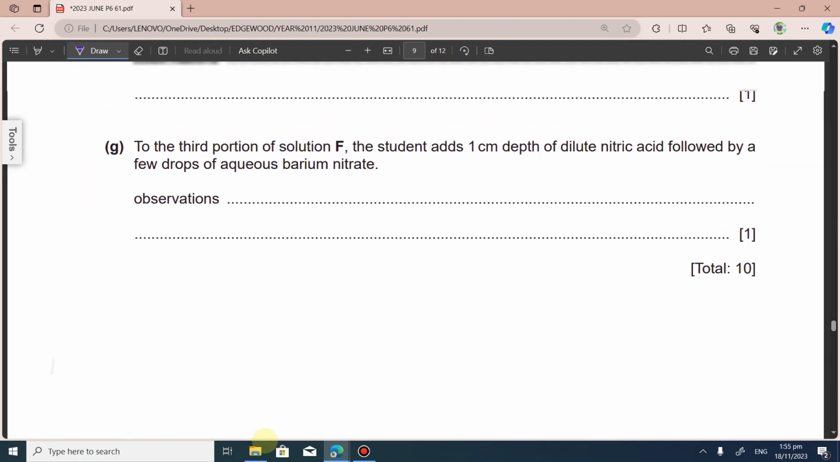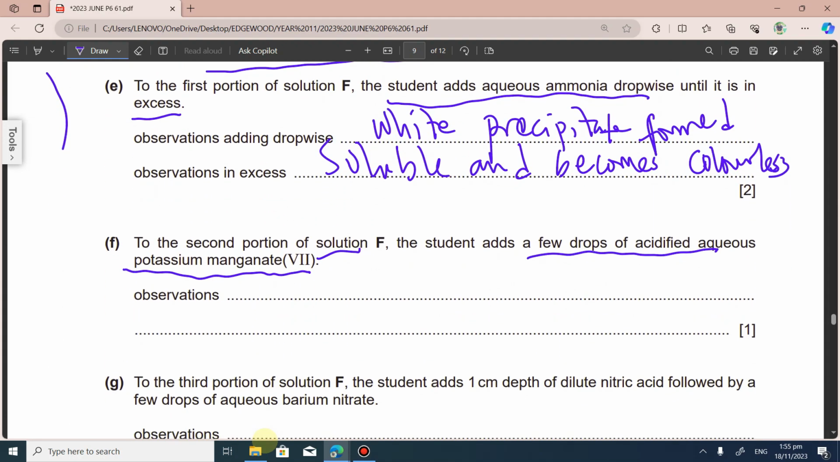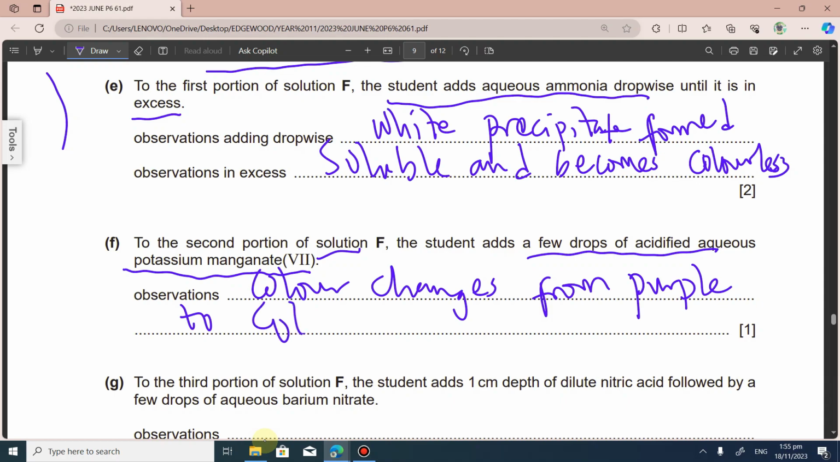So the color changes from purple to colorless. That is a test for the sulfite.